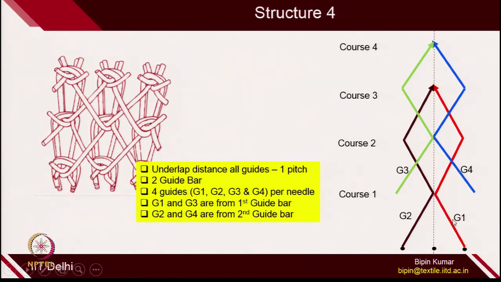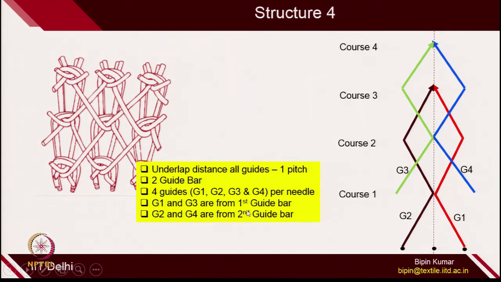So, definitely G1 and G2 must be attached to different guide bars, and for each particular needle 4 guides are interacting during the fabric formation, G1, G2, G3 and G4, which are shown by different colors. G1 and G3 are from the first guide bar, because they have the same movement. If you follow the red one and the green one, they have the same movement, and G2 and G4, if you follow the black and blue one, they have the same movement.